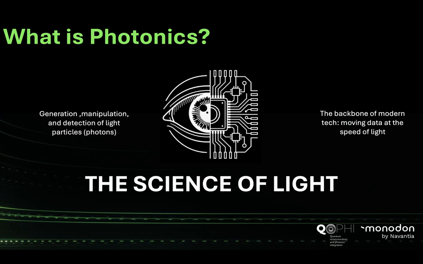So, what exactly is photonics? At its simplest level, photonics is the science of light, but in practice, it's much more than that. It's what allows us to generate light, control it, and detect it in very precise ways. This is incredibly important because modern communication systems rely on light to transmit data over long distances at extremely high speeds, basically at the speed of light.